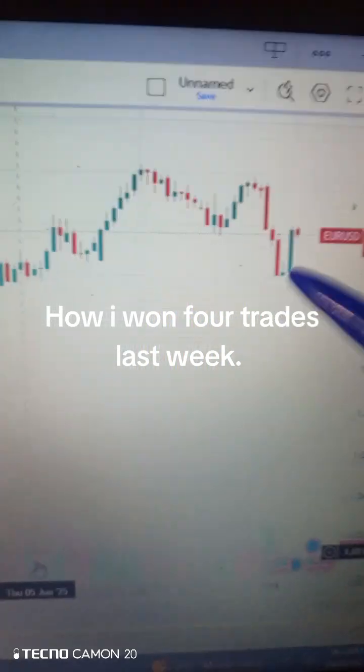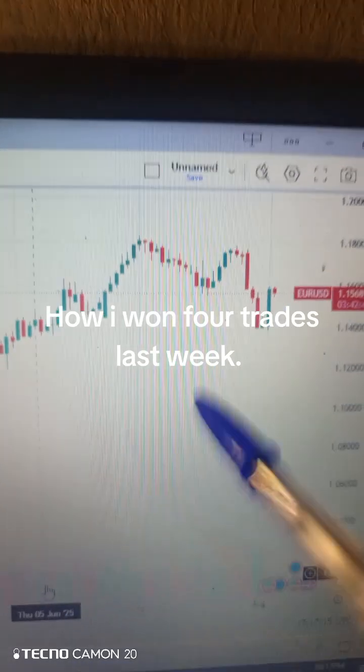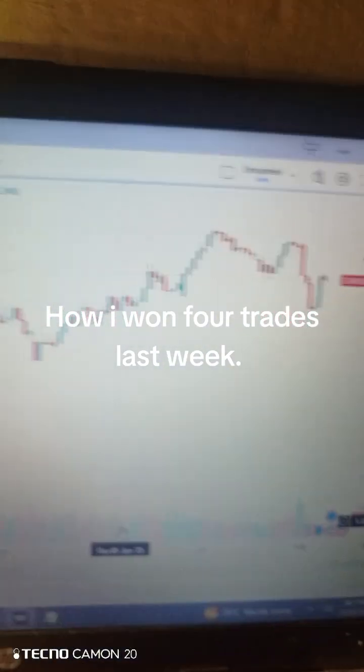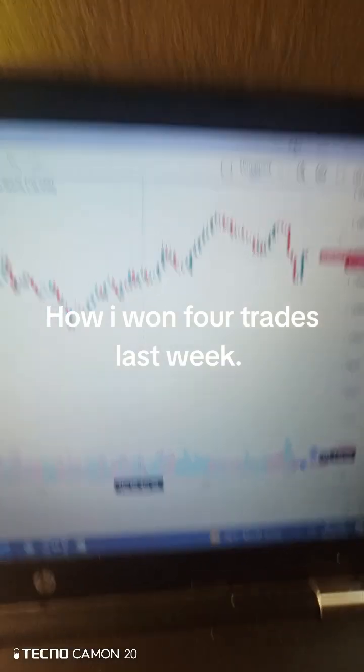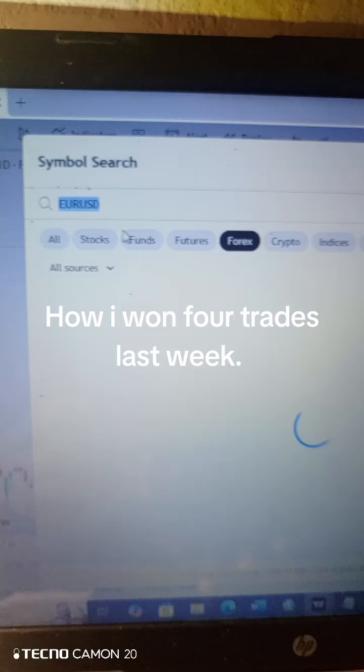And then I re-enter the trade. So what I'm waiting for is this bearish candlestick to take the opposing liquidity. And that's how I made profit in that Euro USD. I'm still to enter this trade again. That's the second one.